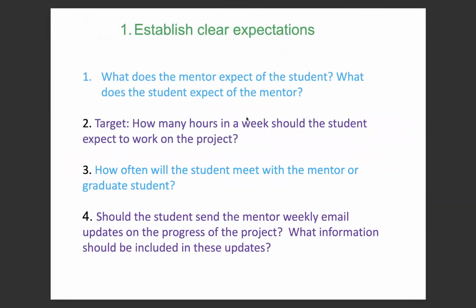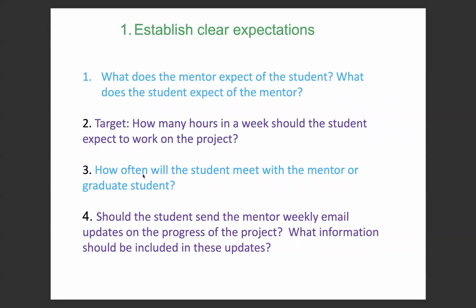So first point is establish clear expectations. What does the mentor expect from the student, and what does the student expect from the mentor? So the expectation from both sides should be clear from the very beginning. And then now the second point is target. How many hours in a week should the student expect to work on the project? This seems weird, but I think setting up a target will help to finish the project in time.